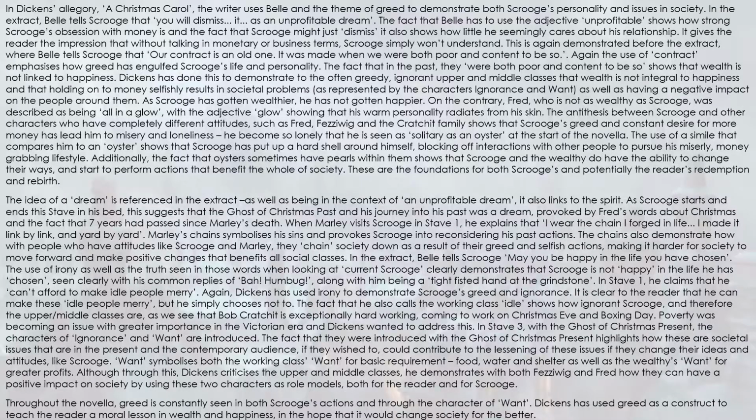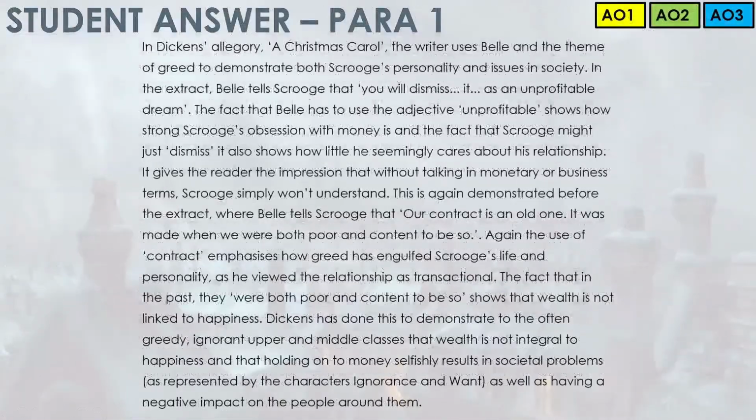So this is a really high level sample answer, and the question was about how Dickens uses Belle to explore the theme of greed. As you can imagine, the extract was the part in the second stave where Belle is telling Scrooge that she doesn't love him anymore and she doesn't want to be with him anymore. I'm not going to read this aloud. If you want, you can pause the video here and read it yourself. But what I'm going to do is move straight on to having a look at the paragraphs in more detail.